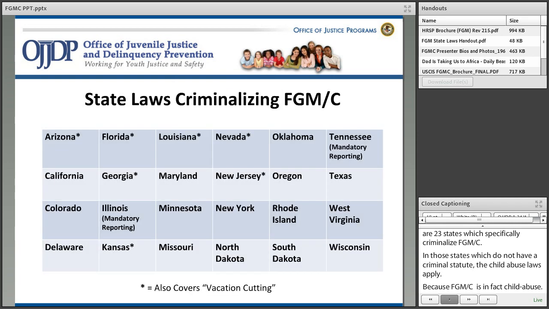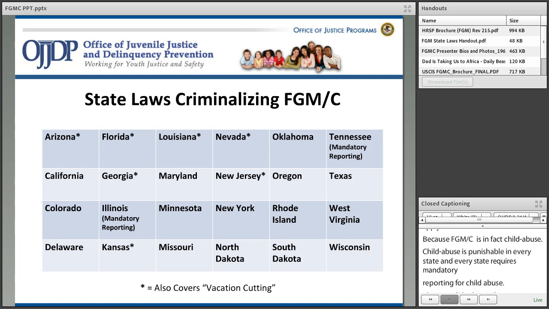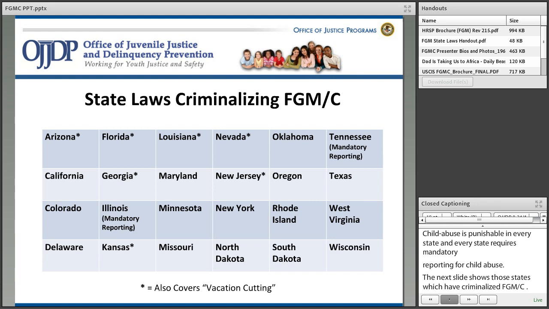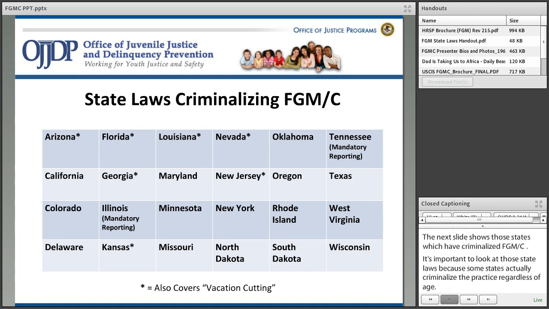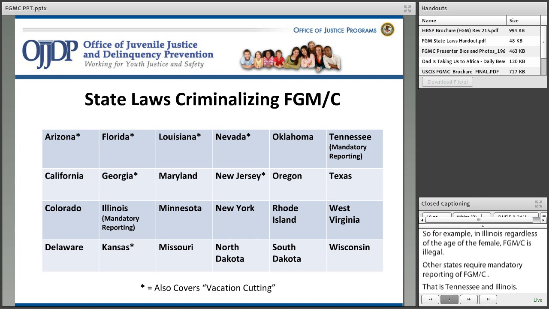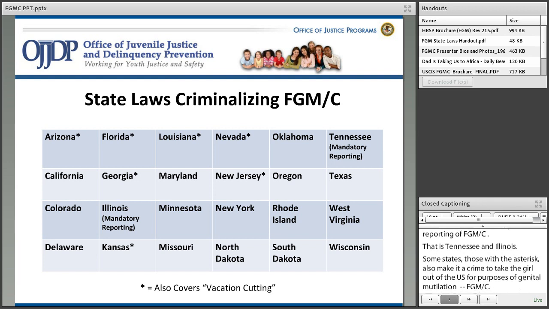The next slide shows those states which have criminalized FGMC, and it's important to look at those state laws because some states actually criminalize the practice regardless of age. So, for example, in Illinois, regardless of the age of the female, FGMC is illegal. Other states require mandatory reporting of FGMC, that's Tennessee and Illinois. And some states, those states that you'll see with the asterisk associated with them, also make it a crime to take the girl out of the U.S. for purposes of FGMC. So there's both federal laws and some state laws, but certainly the child abuse laws are relevant and criminalize the practice of FGMC here in the United States.